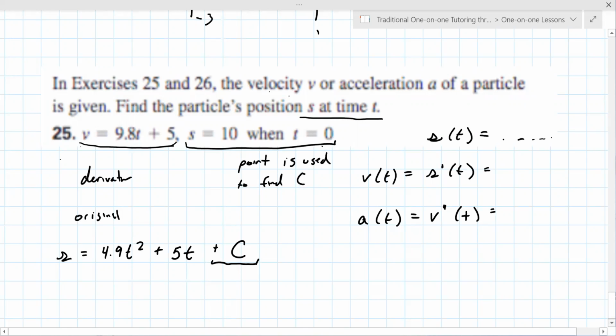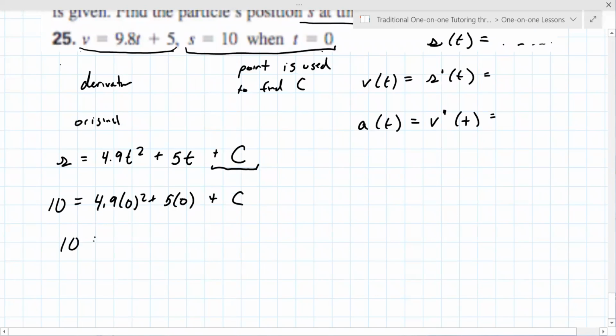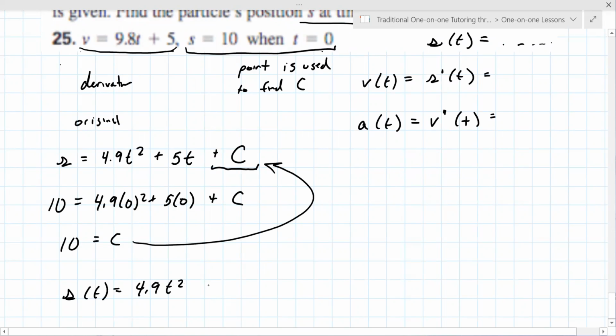They tell you that s is 10 when t is 0. It's kind of like finding b in the slope formula. In some ways. Okay, so this isn't hard. I mean, you know how to multiply by 0, but you do have to know how to execute these steps. So c is 10, and then you put that back here, and you have to rewrite it. So s of t equals 4.9 t squared plus 5t plus 10. Okay, that's the answer. That's it.